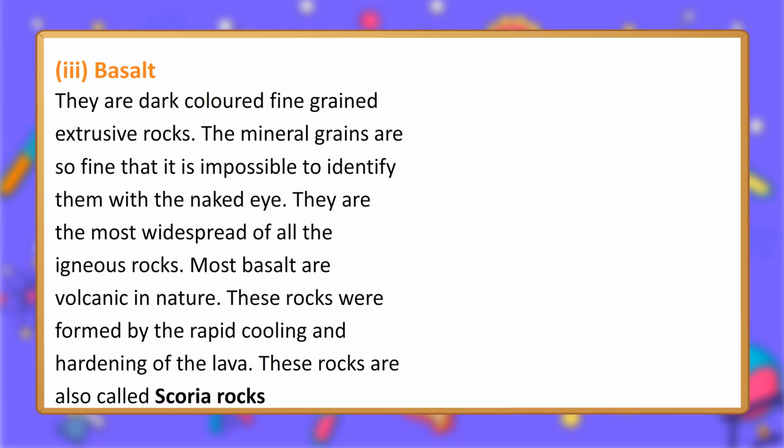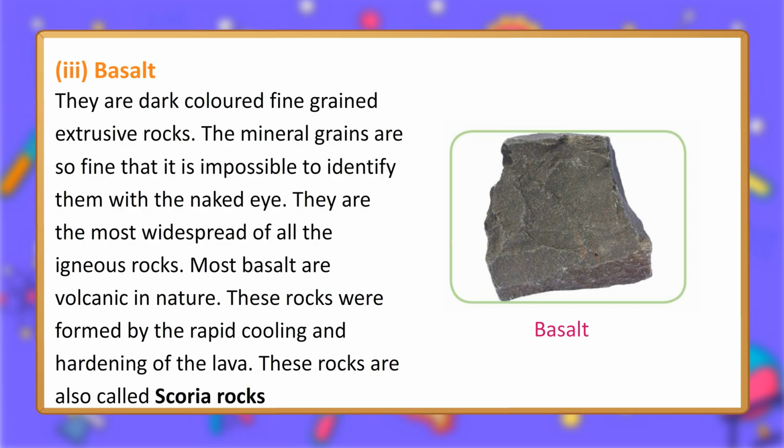Pumice. Basalt. They are dark-colored fine-grained extrusive rocks. The mineral grains are so fine that it is impossible to identify them with the naked eye. They are the most widespread of all the igneous rocks. Most basalt are volcanic in nature. These rocks were formed by the rapid cooling and hardening of the lava. These rocks are also called scoria rocks.